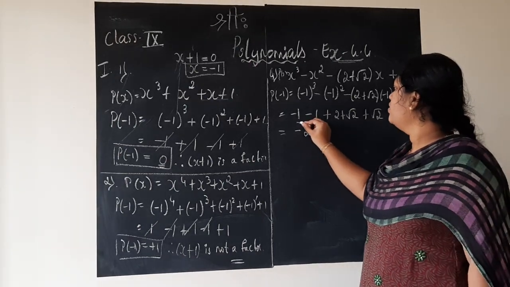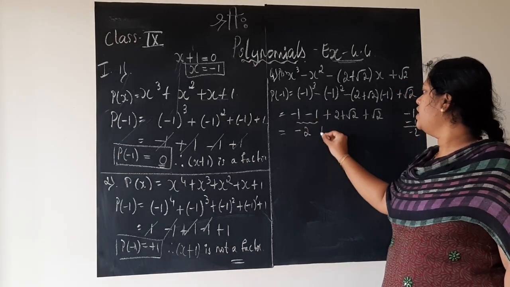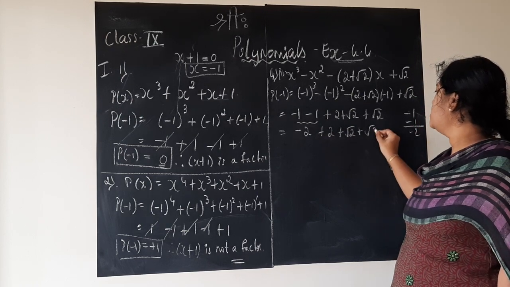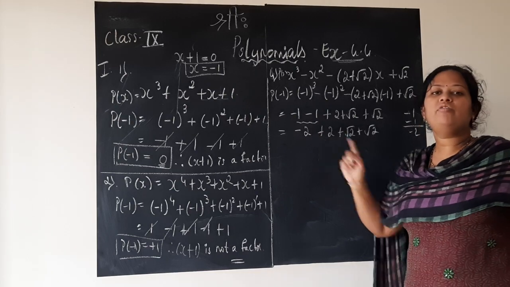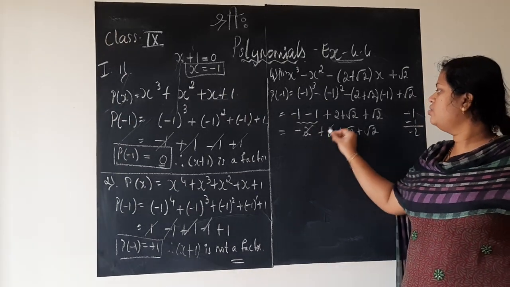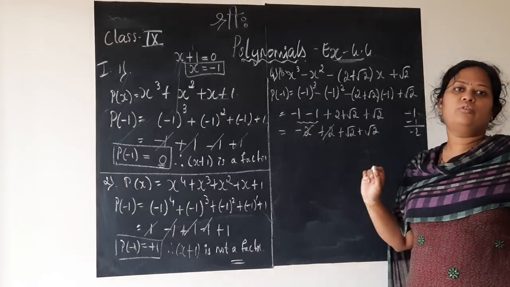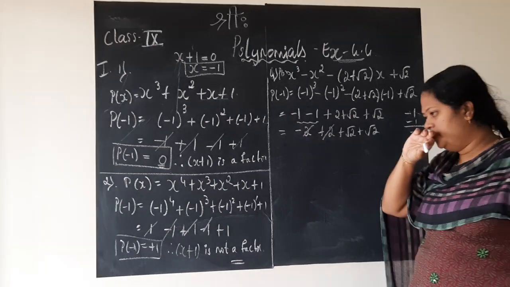So we got from minus 1, we got minus 2 plus 2 as it is, plus square root 2 plus square root 2 as it is. Now we can simplify. See, minus 2 gets cancelled with plus 2. We are left with root 2 plus root 2. Don't write root 4. You are wrong.